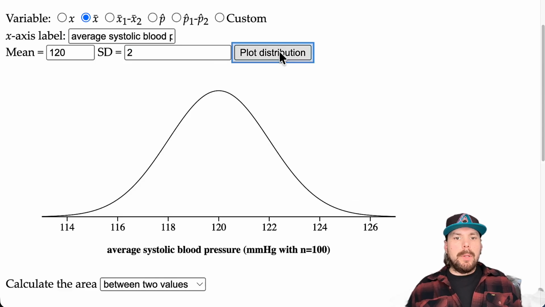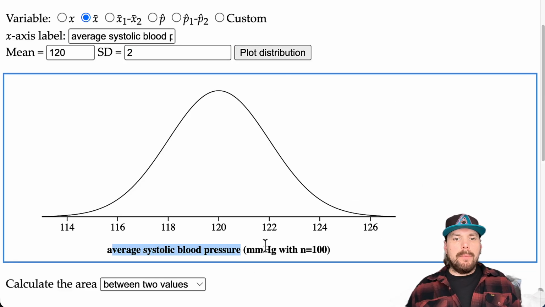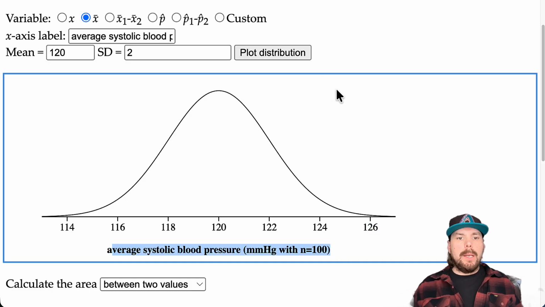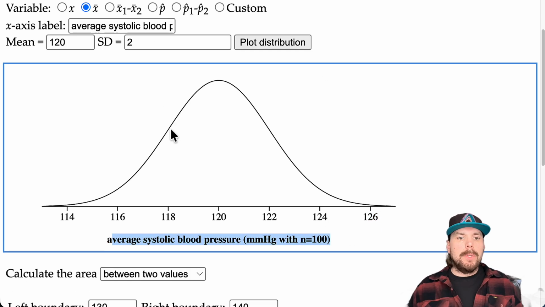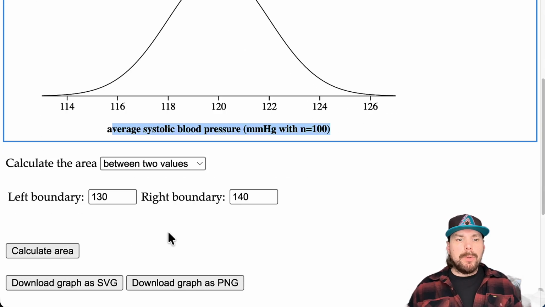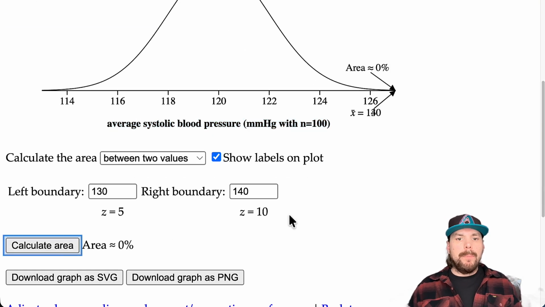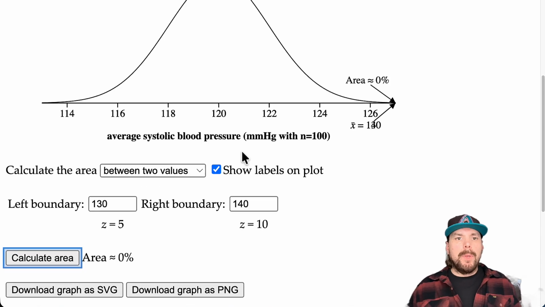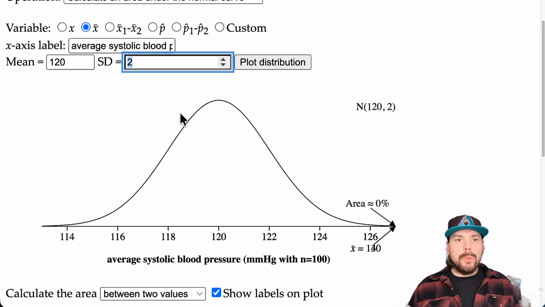So I'm going to replot that now. I've got additional information included on that x-axis now. And now we're looking at samples compared to samples. So if I wanted to find the proportion of samples between 130 and 140 based on the sample mean, we get essentially 0 of them, because when we take 100 people and average their blood pressure, we only see a standard error of 2 compared to that 20 that we had before.